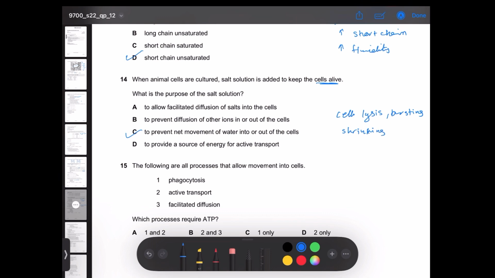So when does the cell burst? When there's increased water coming into the cell. Or when does the cell shrink? When more water goes out of the cell. So to have a normal, or net balanced, movement of water in and out of the cell will prevent the cell from bursting, lysis and shrinking, so the cell will be easily kept alive. So the answer will be C.